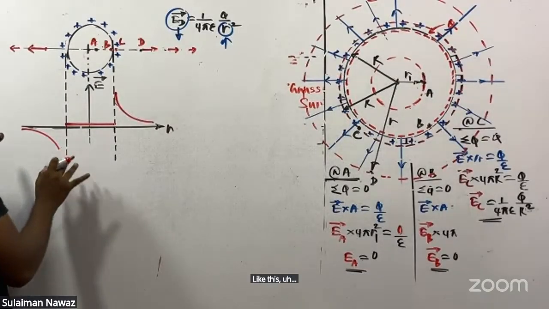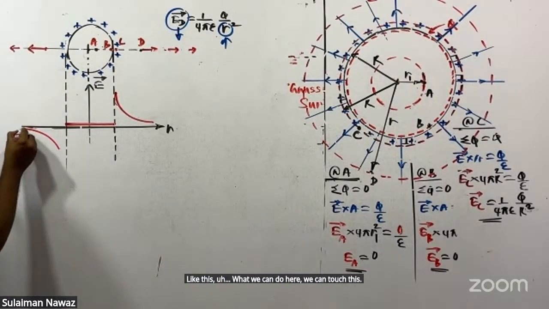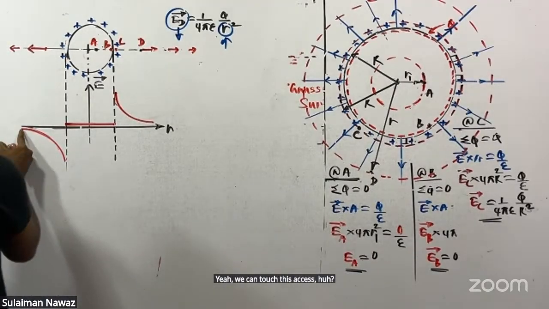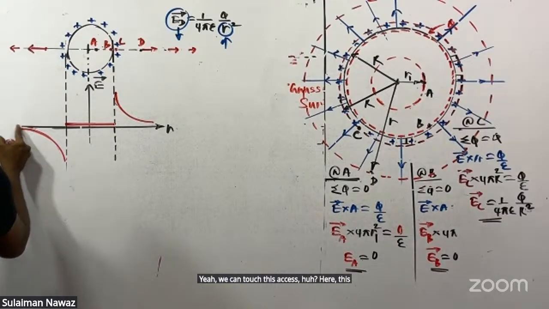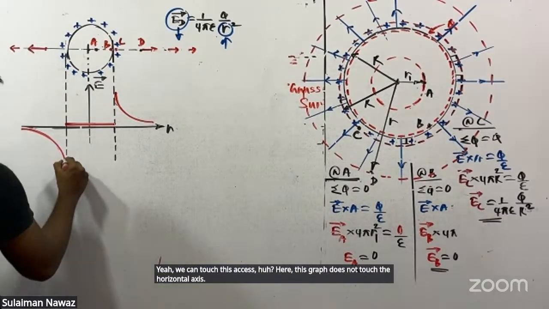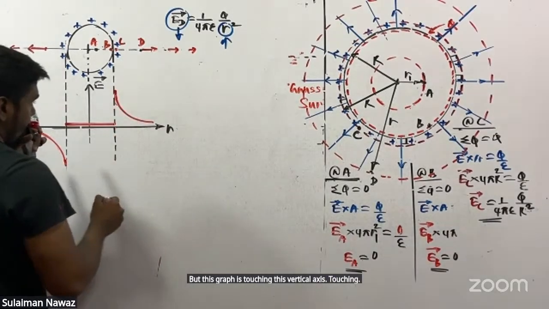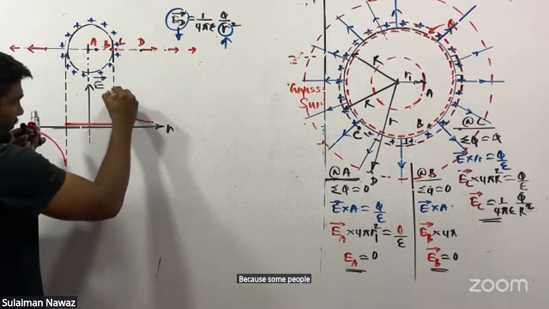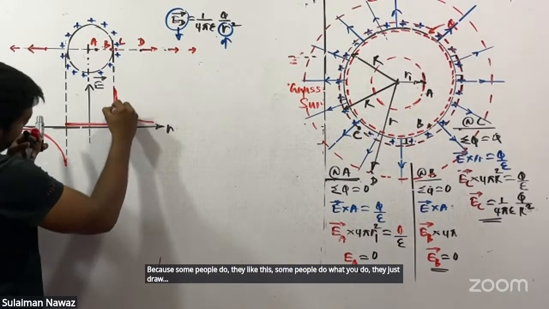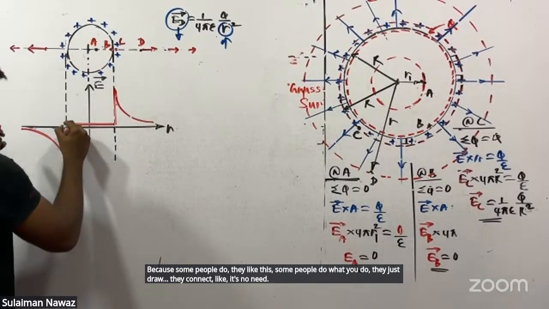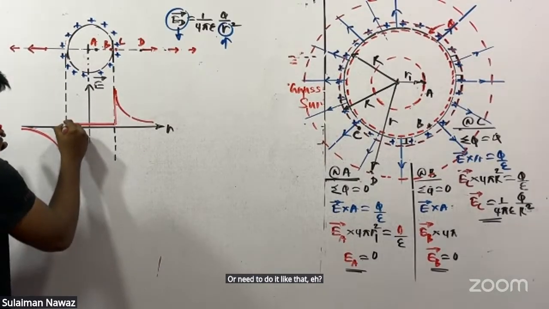This graph does not touch the horizontal axis, but this graph is touching this vertical axis. So some people, what they do is they connect like this. No need to do like that.